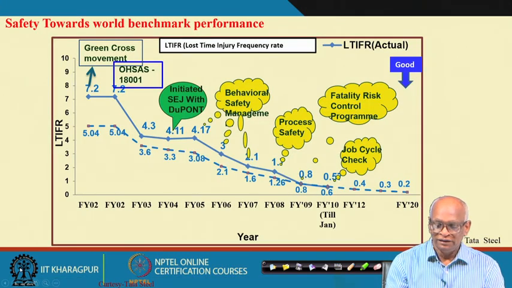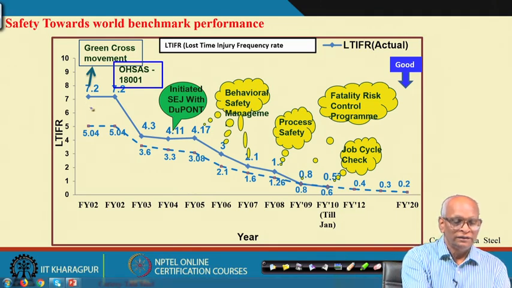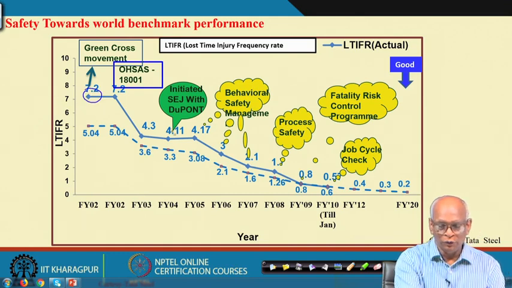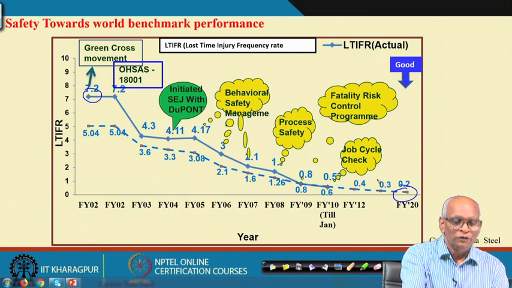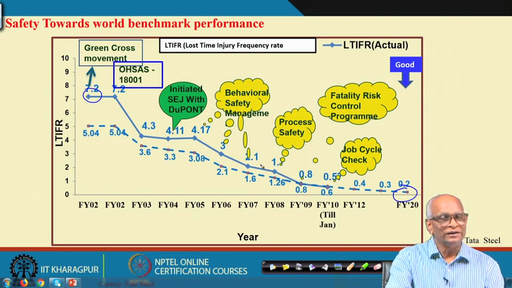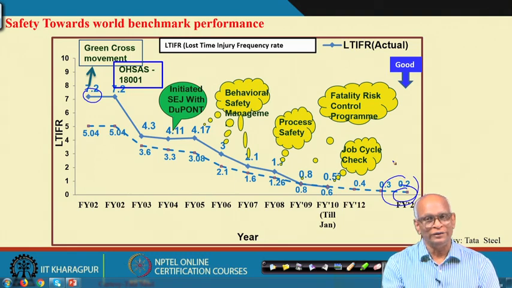By doing this, their LTIFR, which was at a high level, by implementing one by one, has come to a very low level. There is a lot of improvement. So when you slowly implement the whole occupational health and safety management system, it will take maturity, and afterwards it will come to a very, very low level. This organization has achieved this.